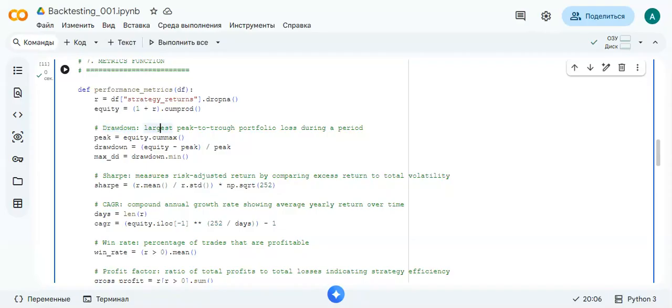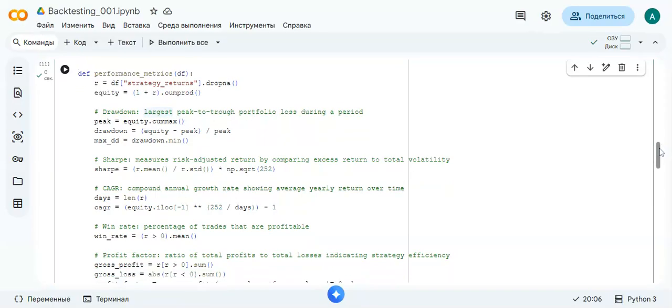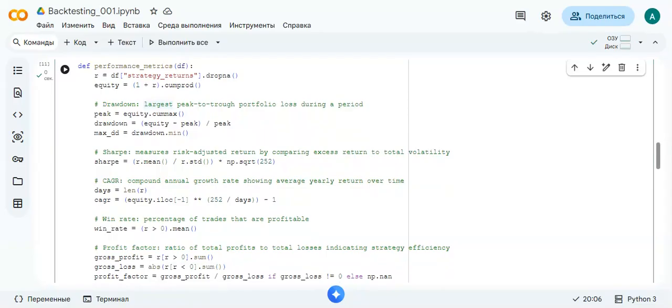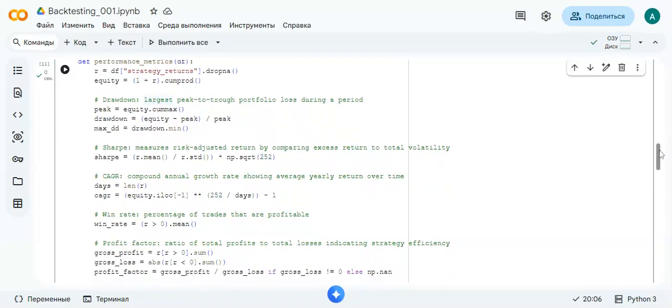It's the largest peak to trough portfolio loss during the period. So basically, you can see that at one point in time, we can lose the maximum possible amount of our initial capital or equity. For example, if the drawdown is 0.5, it means that 50% of our total initial equity or capital can be lost at one point in time, which is a very important characteristic.